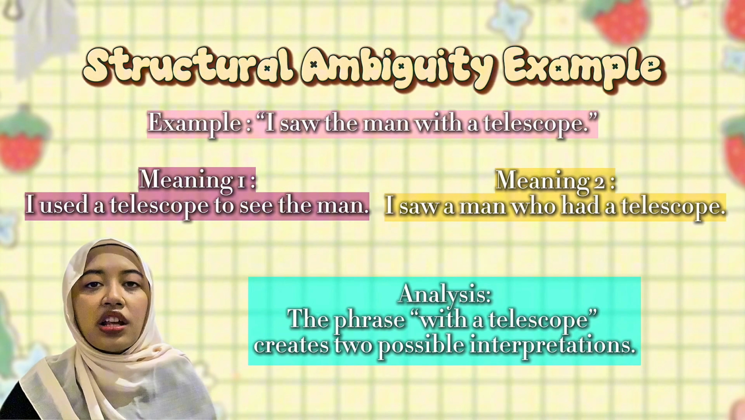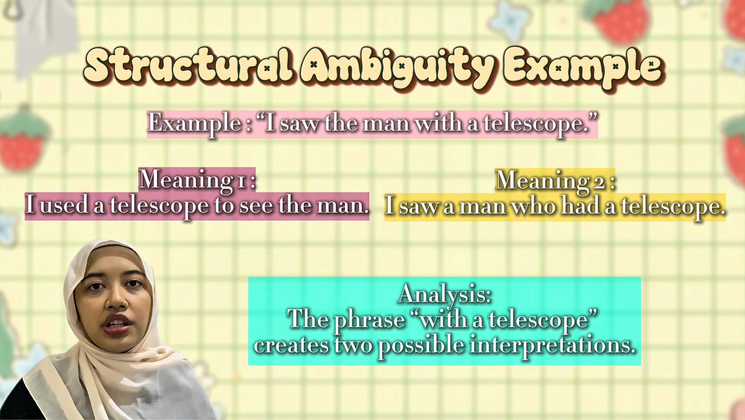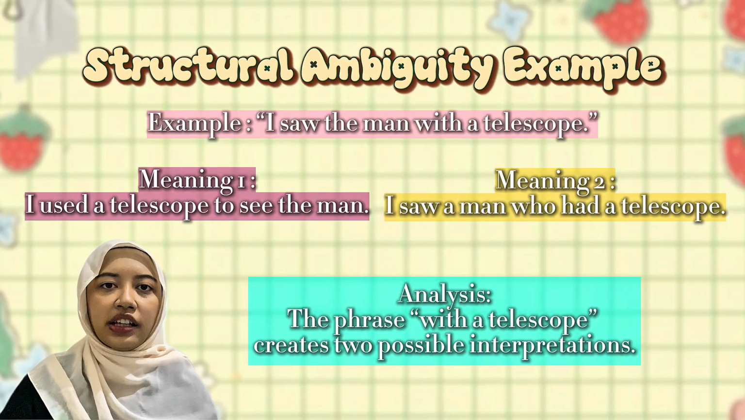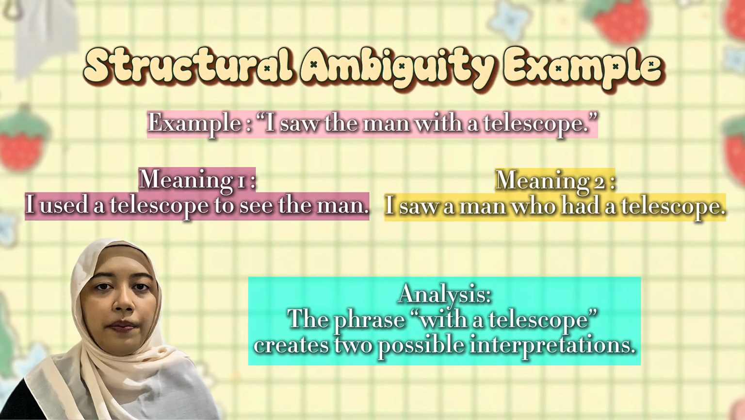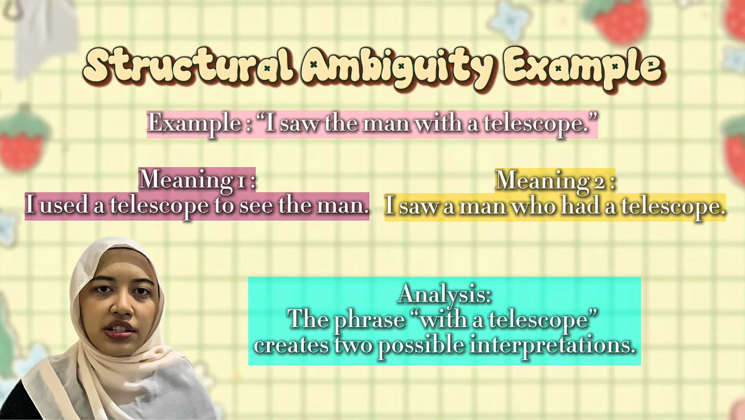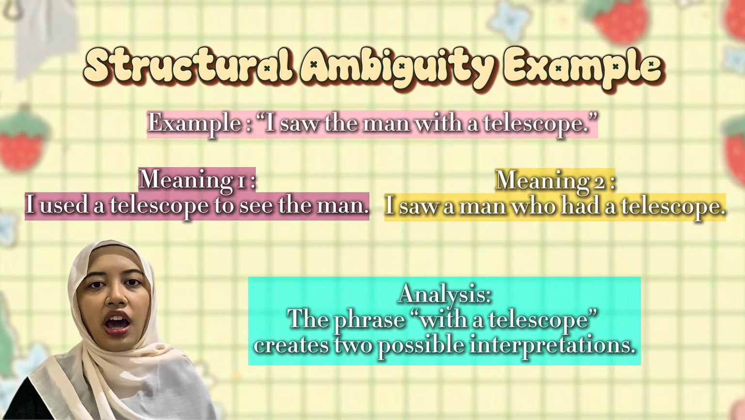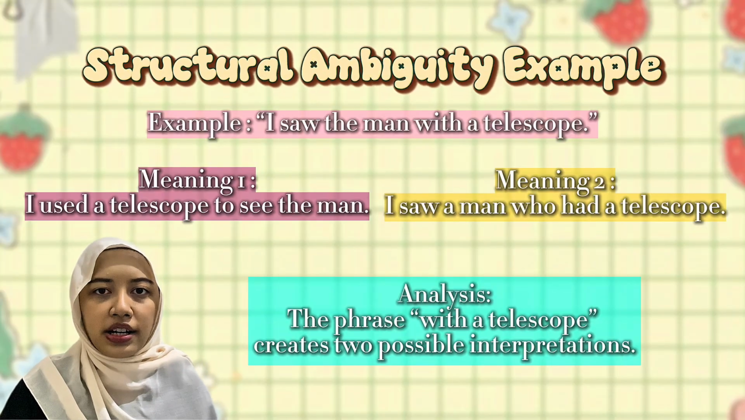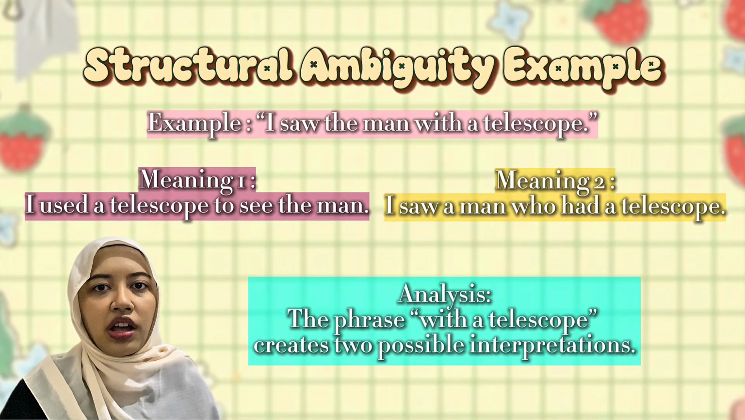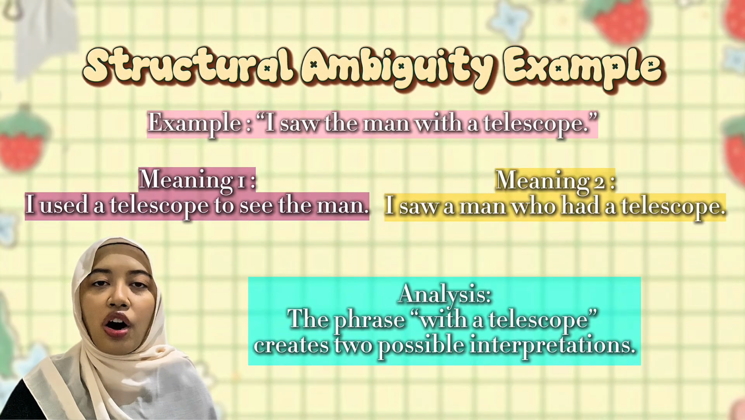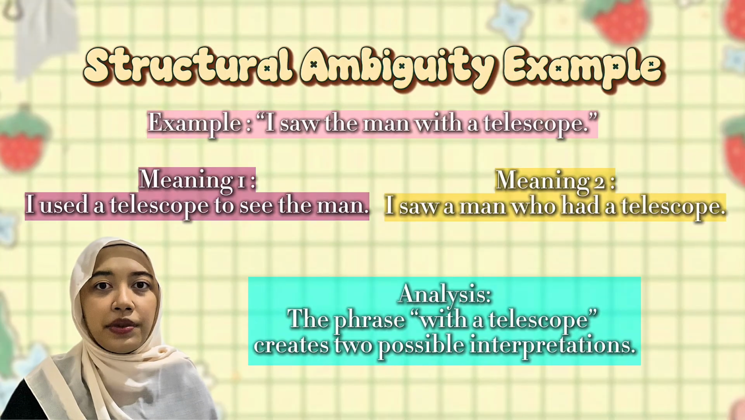The first is, I used a telescope to see the man. And the second meaning is, I saw a man who had a telescope. The ambiguity happens because the phrase "with a telescope" can explain the action of seeing or describe the man.